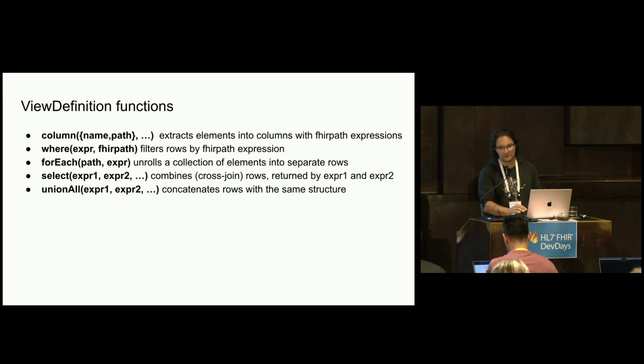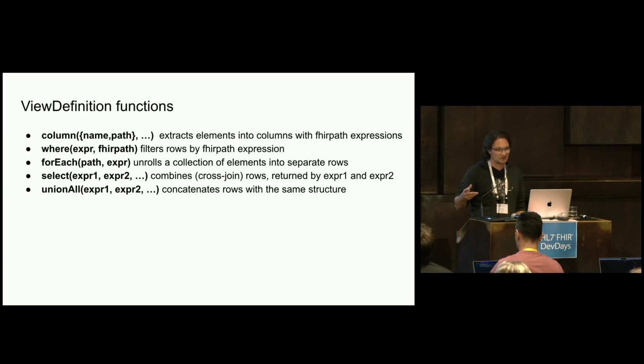We will start with what I call the functional model. Essentially we provide you a set of functions to describe this flattening algorithm. To understand or implement a view definition, you just have to understand and implement five or six functions. The first function is column. The semantic is quite simple. You're just extracting elements by FHIR path and putting them into columns.